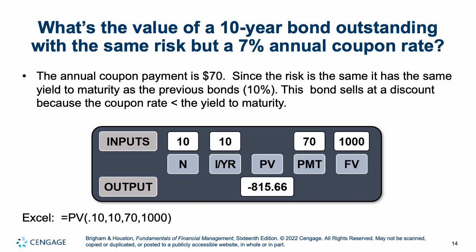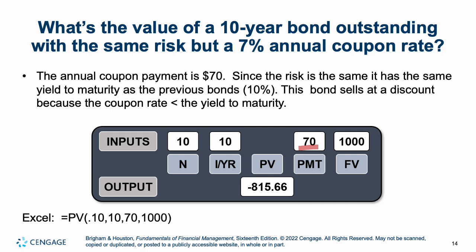Conversely, let's do the same thing. 10-year bond, same return, but this one pays small coupons. Since it's $70, risk is the same, it has the same yield to maturity. As a consequence, you're going to get this bond at a discount. The reason you're going to get it at a discount is it's paying a lot less of a coupon payment. So it's going to have to trade under its par value to make up the difference.